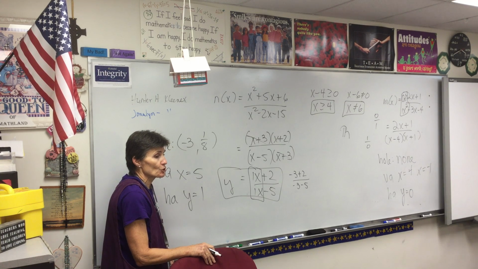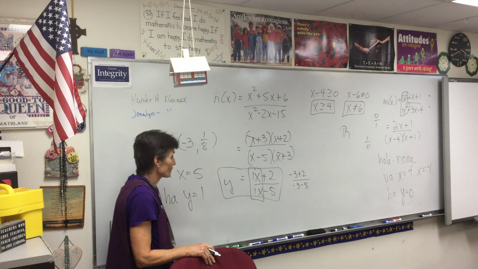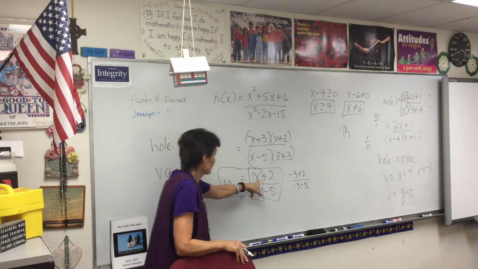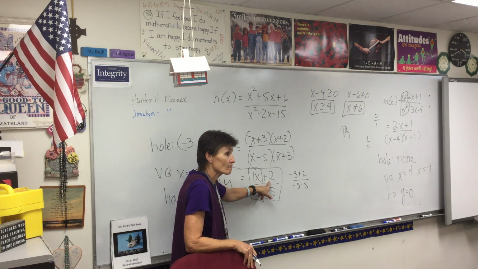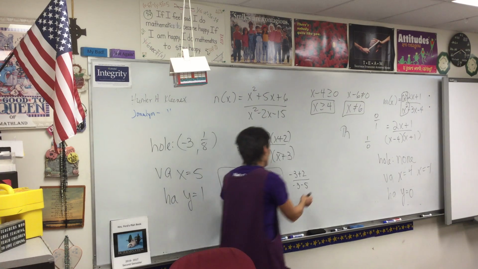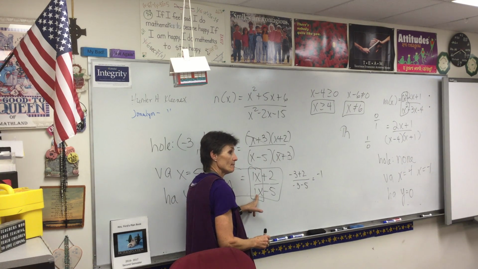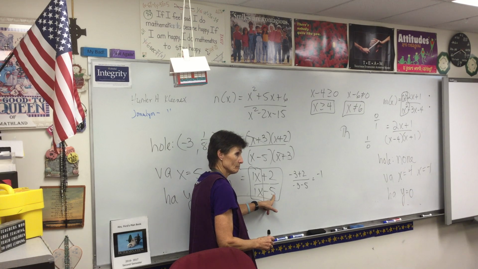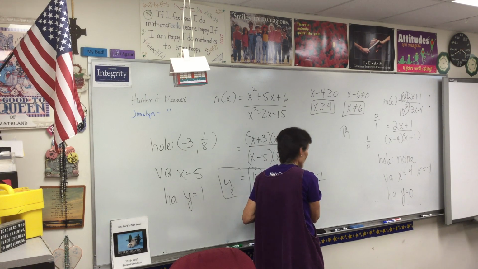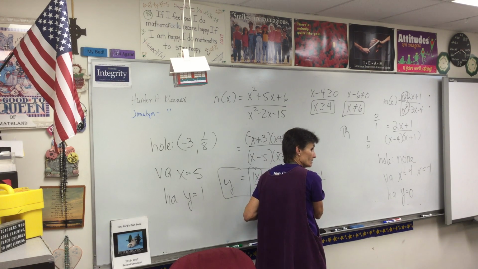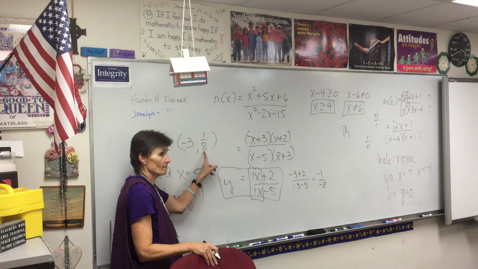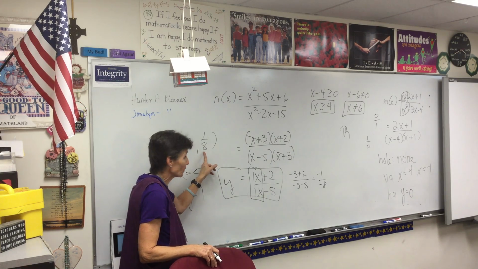Can you go over the second part of the hole, like the 1/8? I just don't get that. Put x is negative 3 right here. What's negative 3 plus 2? Negative 1. Negative 3 minus 5. Negative, negative, negative. You owe $3 and you owe 5. Negative 8, you owe 8, right? Negatives cancel. 1/8. So you just plug in the x.